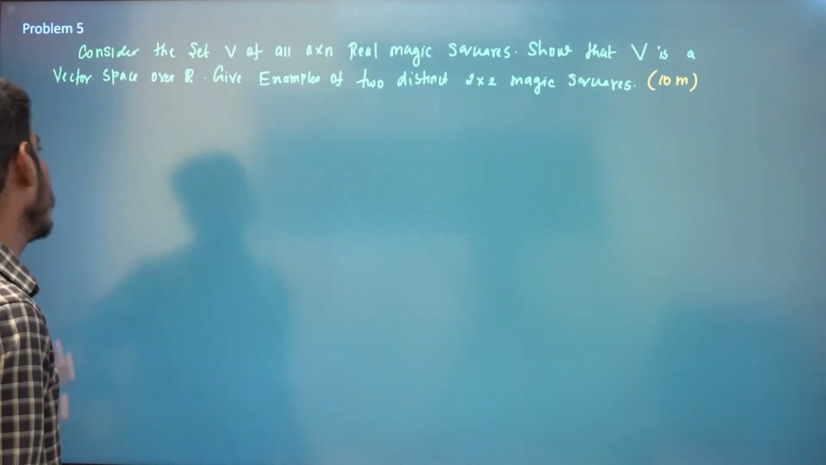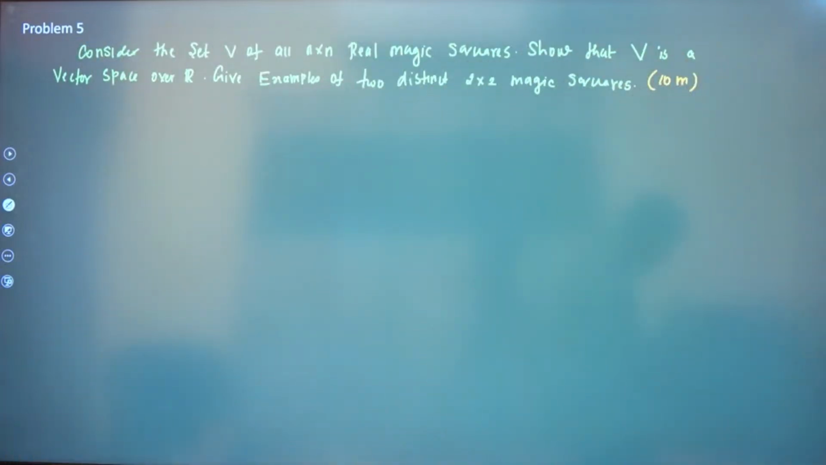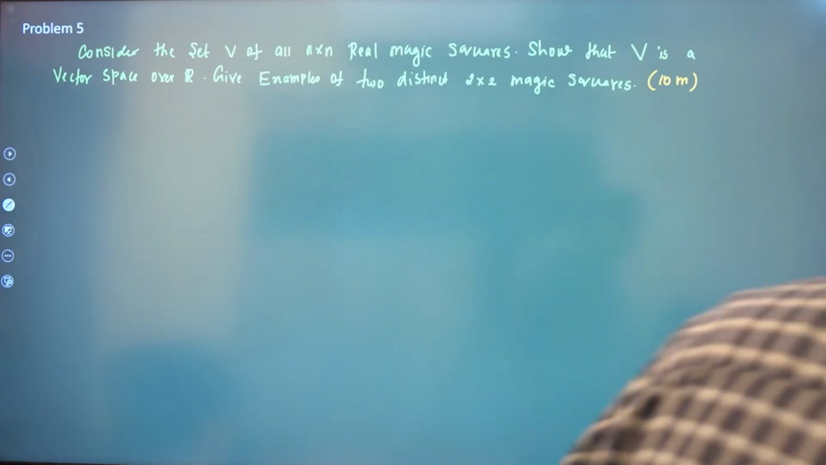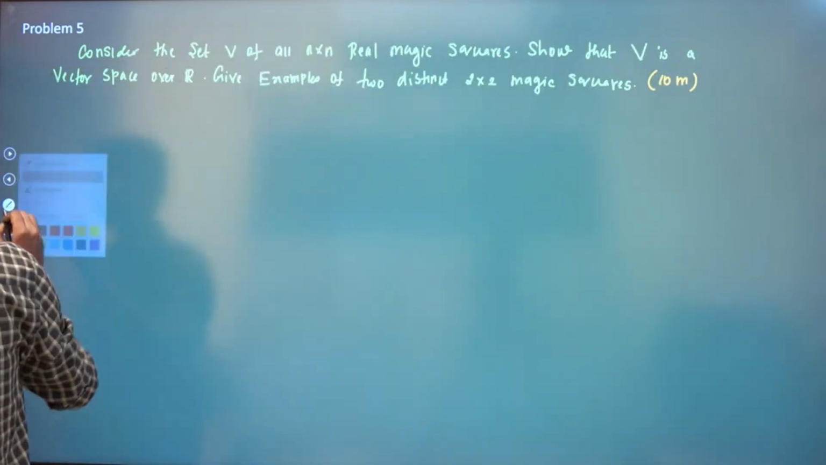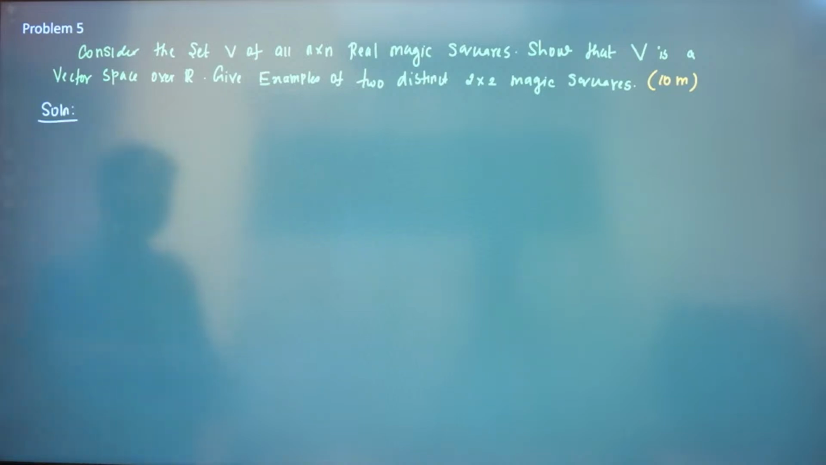Consider the set V of all n cross n real magic squares. Show that this set is a vector space, right? So the set is a vector space. Okay. So we'll prove this. You know the definition of vector space, right? I've already explained many times. If you want to do this, it's very simple. Just write down the definition of vector space first. I'm not going to do this, I'm just going to give you a hint.